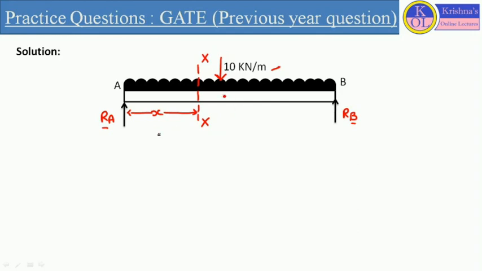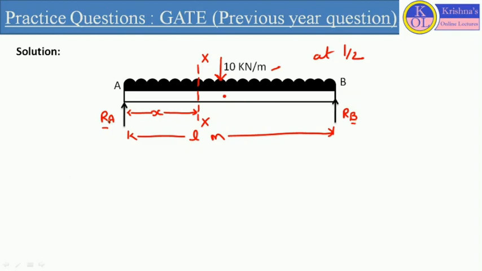For example, this total beam is L meter in length. So the point of concentration of this particular external load will be at L by 2. Here we will consider L by 2 as the point of concentration of this 10 kilonewton per meter load intensity. Now first we will define the reactions RA and RB.